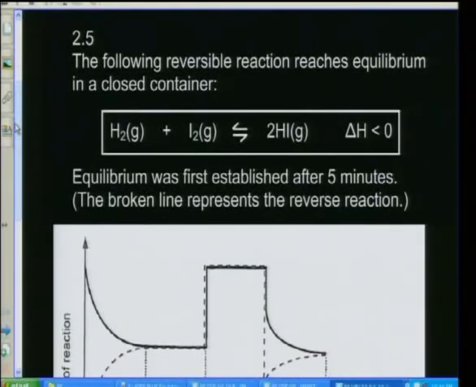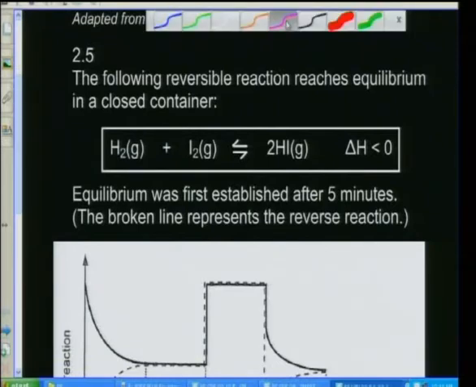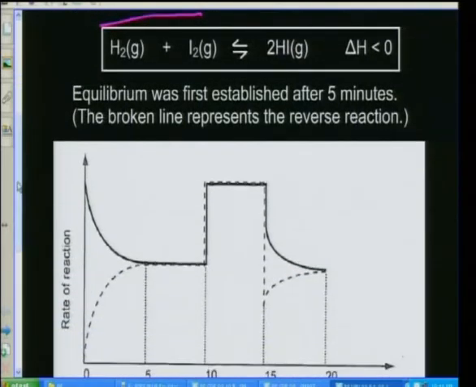So it says the following thing. Question number 2.5 says the following. It says the following reversible reaction. So read the question carefully. Reversible reaction reaches equilibrium in a closed container. So all the rules of chemical equilibrium apply. We've got H2 gas plus I2 gas to give you 2HI, and we're told that delta H is less than 0. Do you remember what delta H less than 0 means?